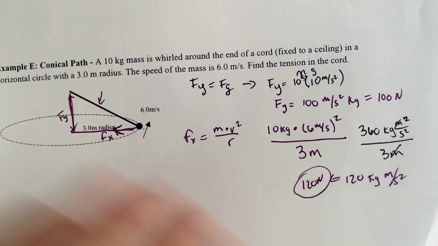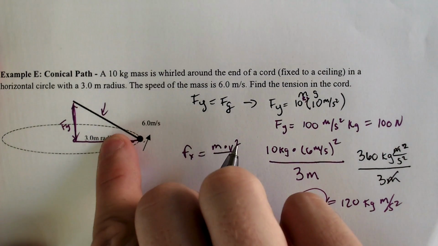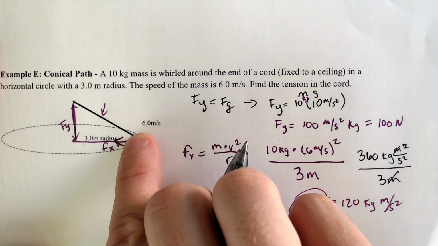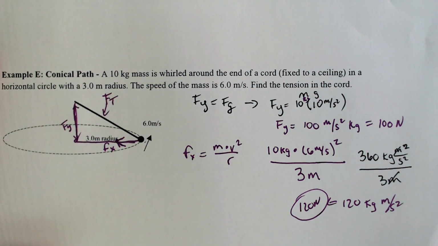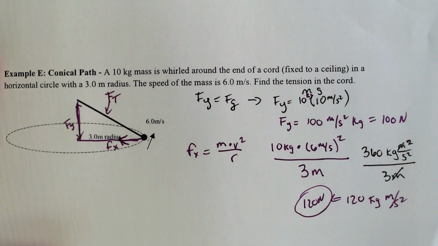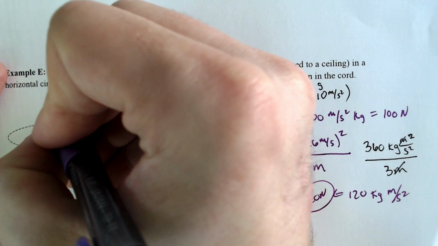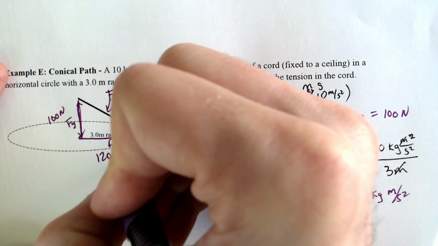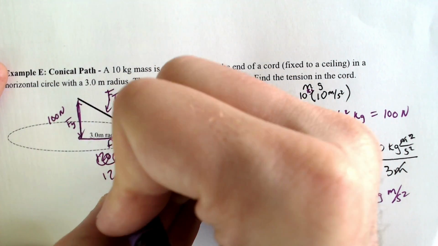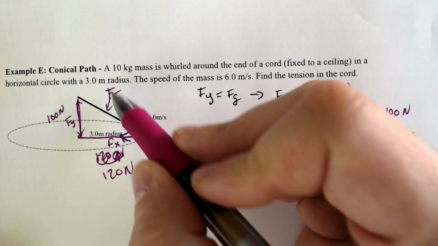Now, neither of those is the tension on the wire. The wire will be this part, a cord that is fixed to a ceiling. So we need to figure out this force. As long as this force is 100 newtons and this force going inward is 120 newtons, and the units are the same, you can use the Pythagorean theorem to find the force of the tension, which would be this part.